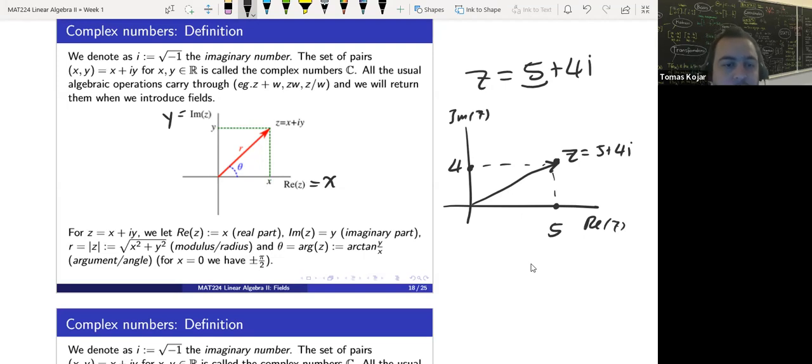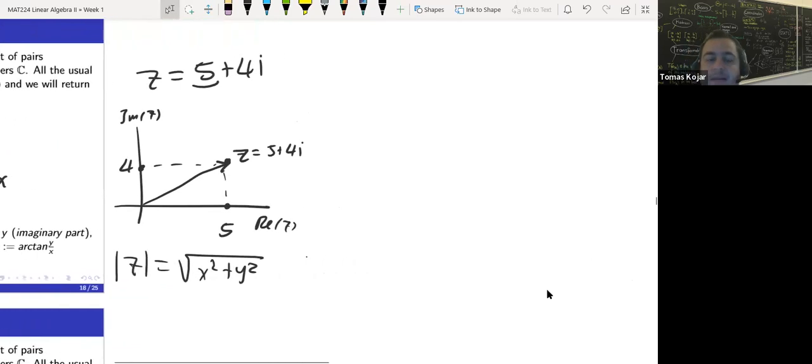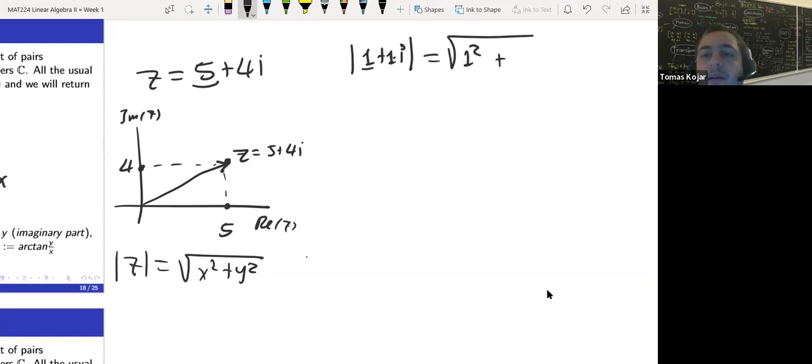What else? We introduced some other things. We introduced the radius, or modulus. The modulus of z, we define as the square root of its x and y components squared. Let me do an example on the right here. If you want to find, let's say, 1 plus 1i, you take this guy, 1 squared, then you take the other guy, 1 squared. So you get square root of 2.